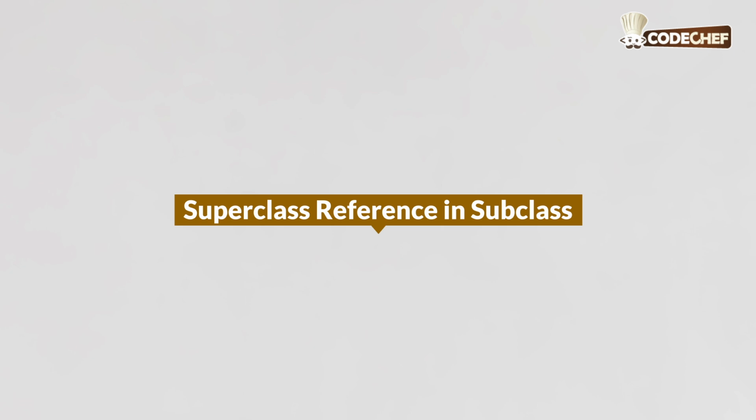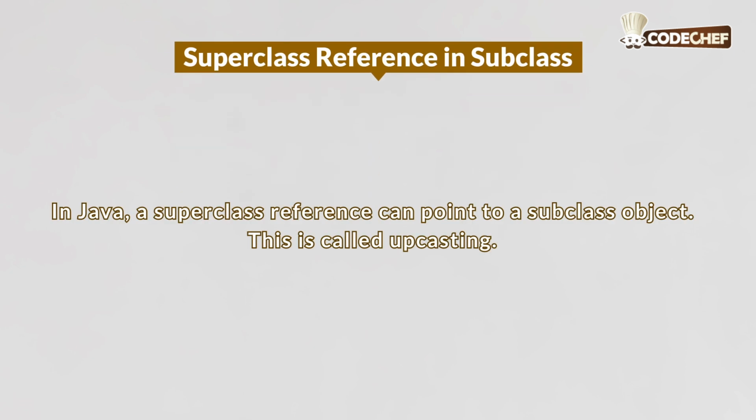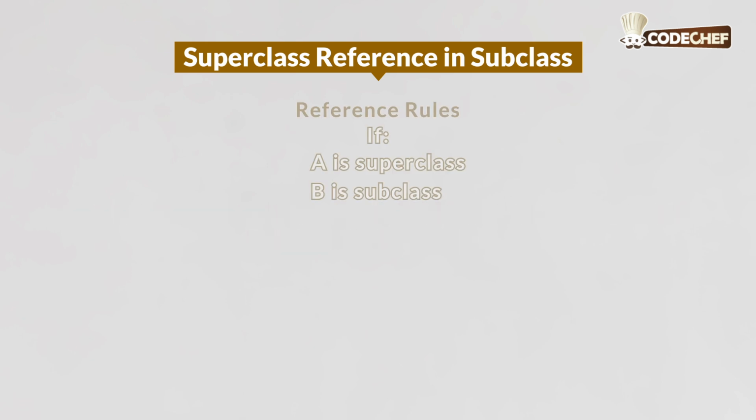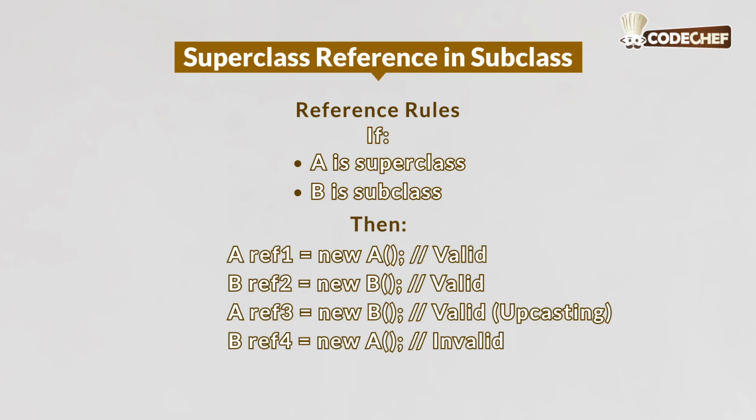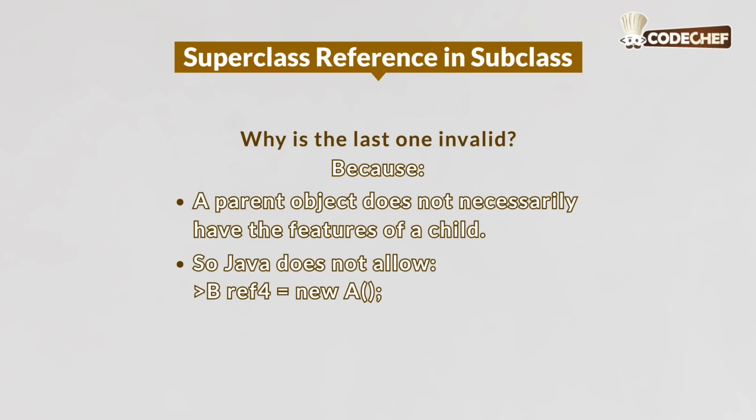Superclass reference in subclass. In Java, a superclass reference can point to a subclass object. This is called upcasting. So the reference rules are: if A is a superclass and B is a subclass, then A reference1 = new A(), B reference2 = new B(), A reference3 = new B() is valid, and B reference4 = new A() is invalid. So now let's talk about why the last one is invalid. Because a parent object does not necessarily have the features of a child, so Java does not allow reference4 to be a new A.